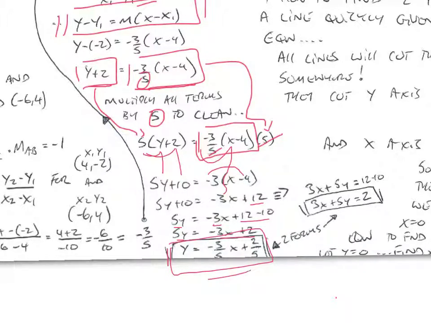This is in one form, but we could also rewrite the equation in this form here, where we bring the 3x over: 3x plus 5y equals 12 minus 10, and we would have 3x plus 5y is equal to 2, which is how they actually asked us for it initially.